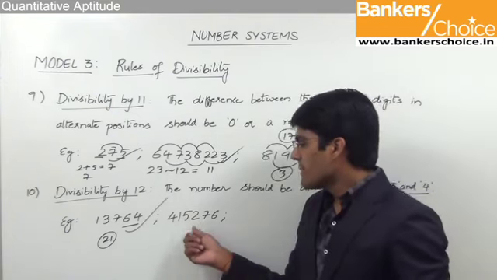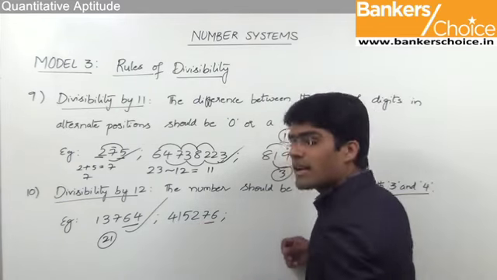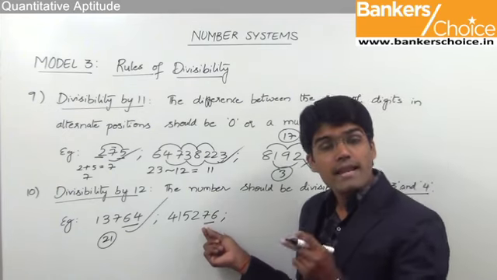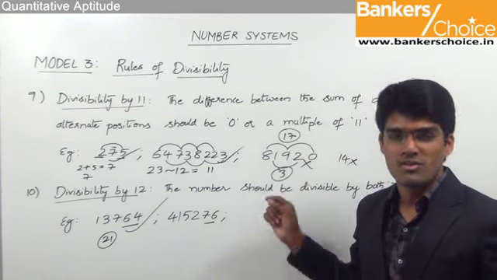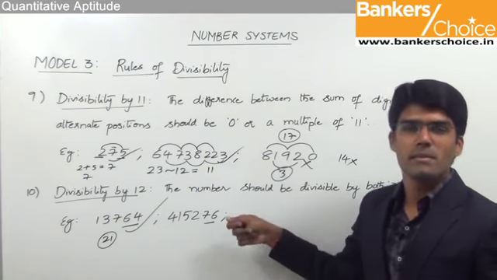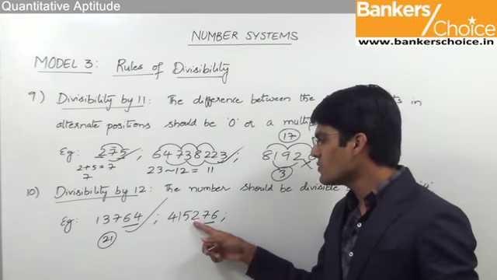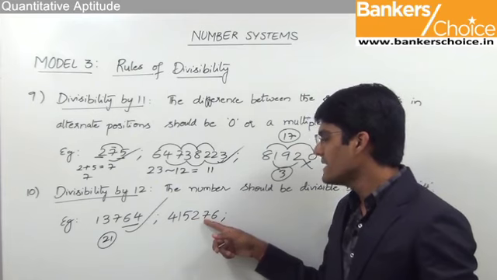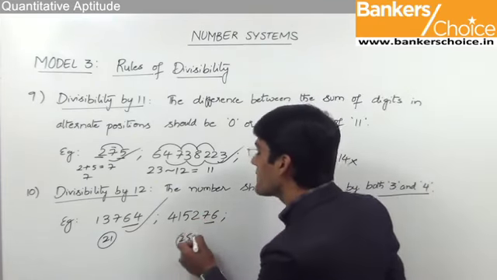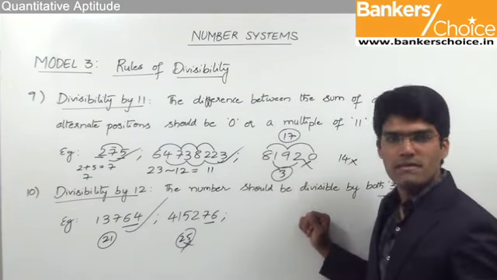Let us now take one more example. 415276. Here the last two digits are 7 and 6. So the number formed by the last two digits is 76. And 76 is a multiple of 4. So this number is divisible by 4. Let us see, is it divisible by 3 or not. 4 plus 1, 5 plus 5, 10 plus 2, 12 plus 7, 19 plus 6 is 25. So the sum of the digits here is 25. And 25 is not a multiple of 3. Hence, this number is not divisible by 3.